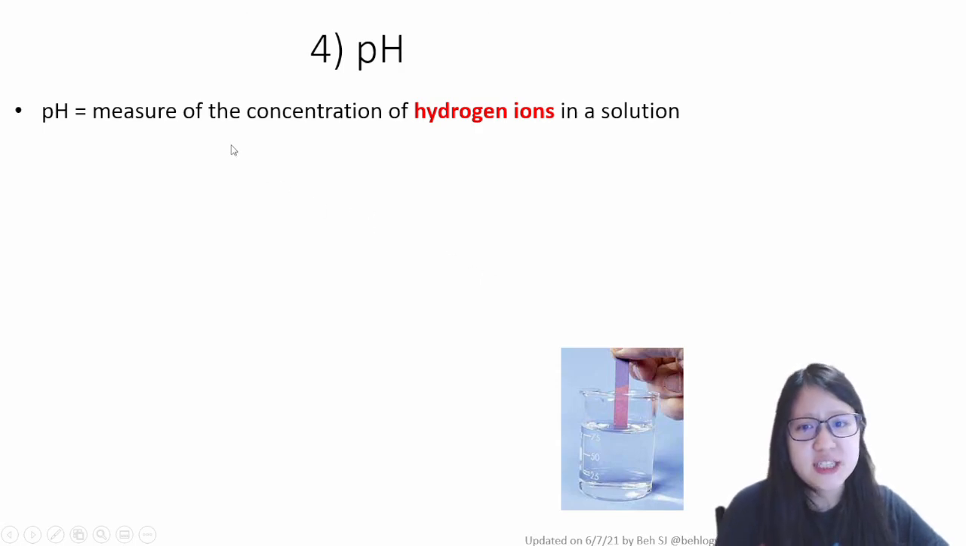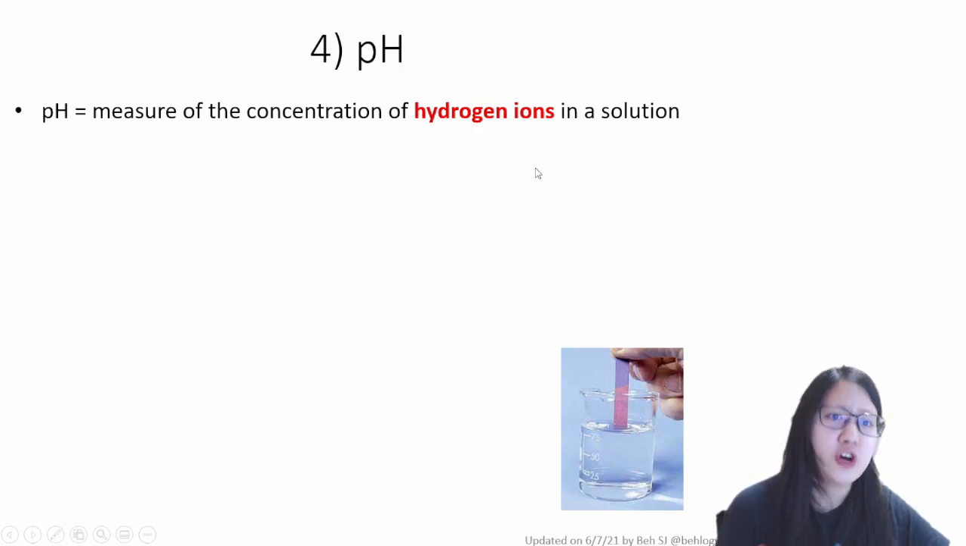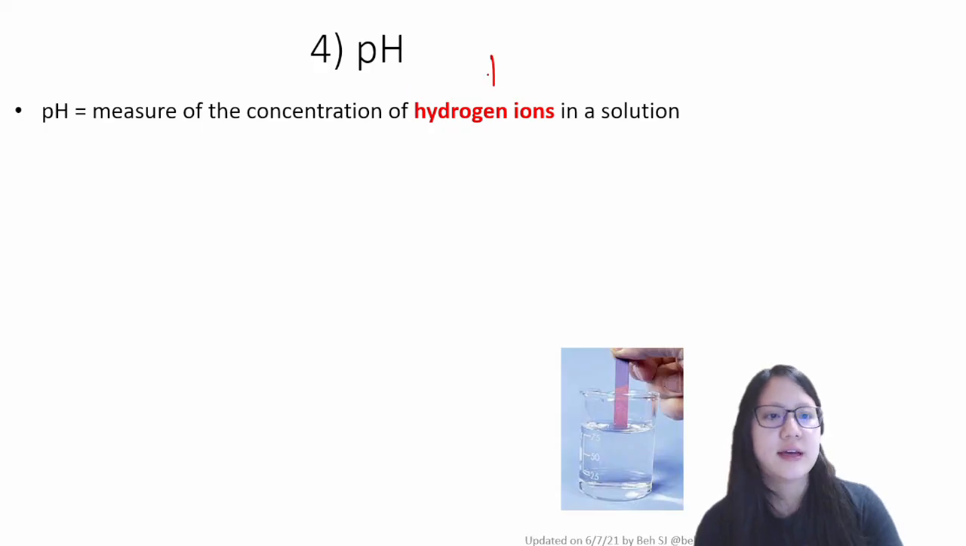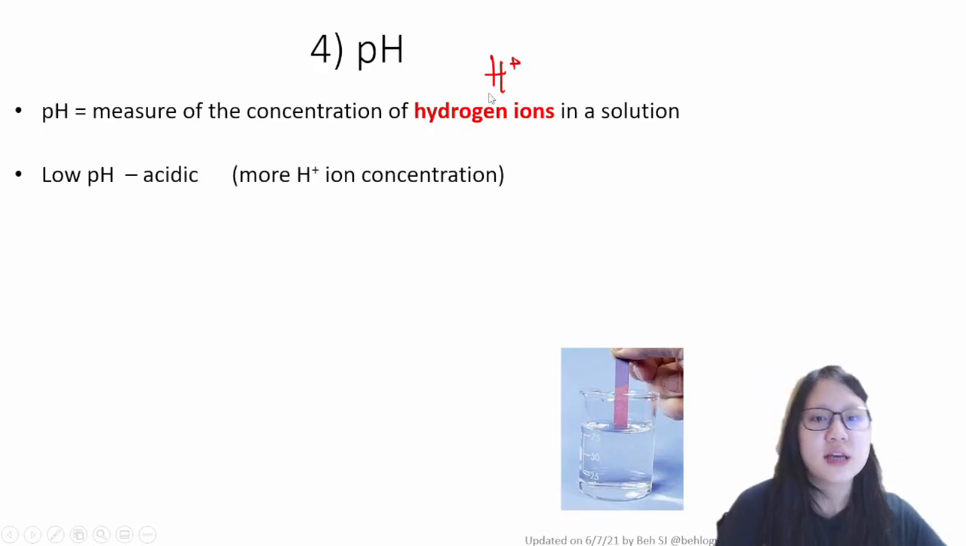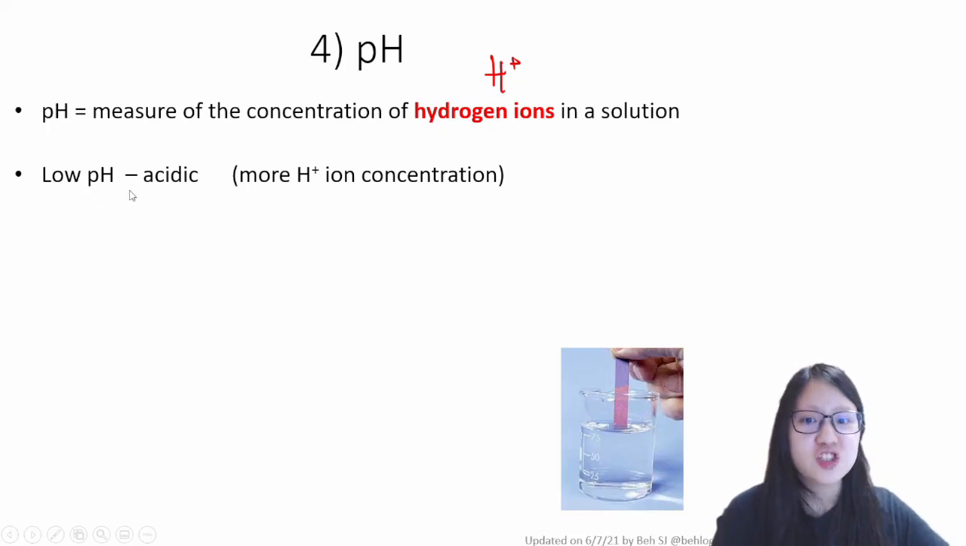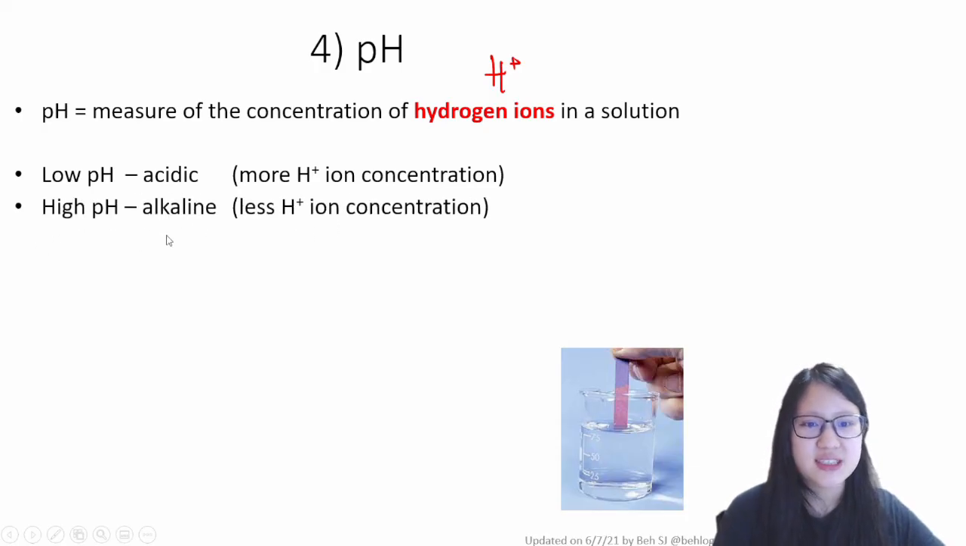Now, pH is the measure of concentration of hydrogen ions. Hydrogen ions, not atoms, not molecules. Hydrogen ions in a solution. Low pH means it's acidic, means there's more hydrogen ion concentration. High pH is alkaline, less hydrogen ion concentration.